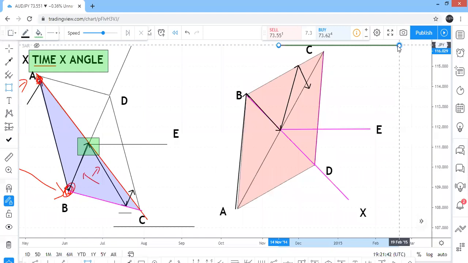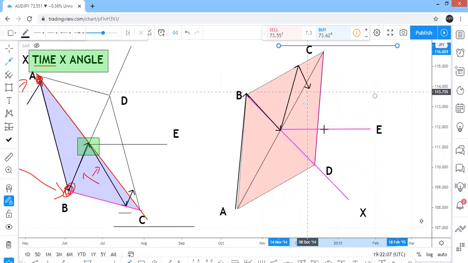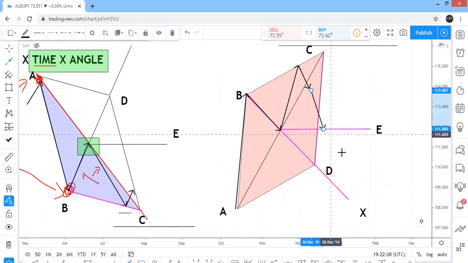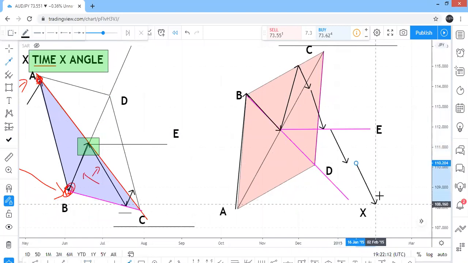So if you have a $100 account, you're trading 0.01, and you want to risk maybe $3, you can do 30 pips above C, okay? If you don't want to risk that much, then you should probably consider being a range trader, because trend trading has a lot more risk than range trading, but the rewards are quite nice. Take profit 1, E, take profit 2, D, take profit 3, X.